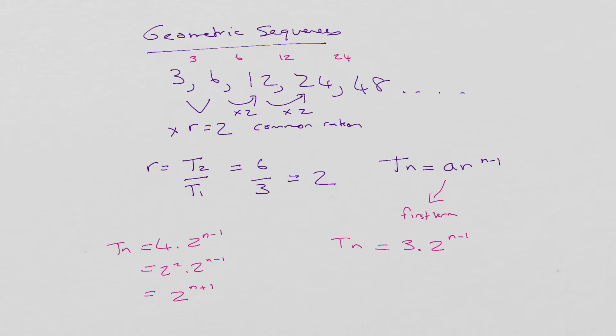So there are 2 different formulas for 2 different sequences. When your value of R is greater than 1, then your sequence is never going to stop. It's going to get bigger and bigger. And this is the formula for a sequence with a large R value.